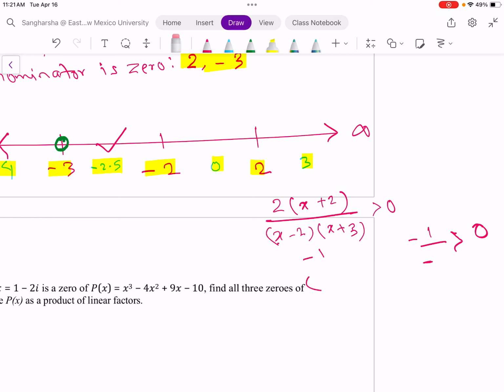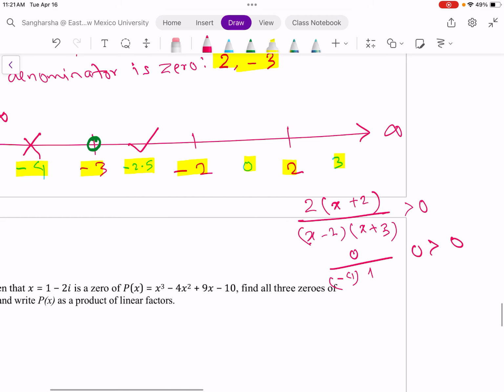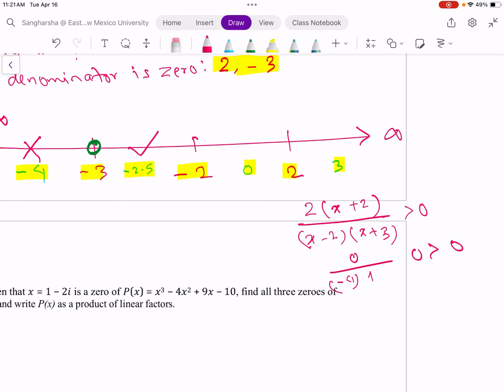Now let's check negative 2. Negative 2 plus 2 is 0, so we have 0 in the numerator. Negative 2 minus 2 is negative 4, and negative 2 plus 3 is positive 1. So we have 0 divided by negative 4, and 0 greater than 0 is false, right? So negative 2 is not a solution. It means we're going to use an open circle at negative 2.